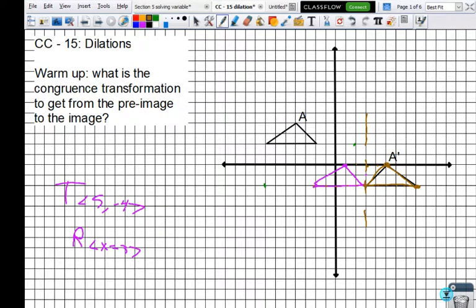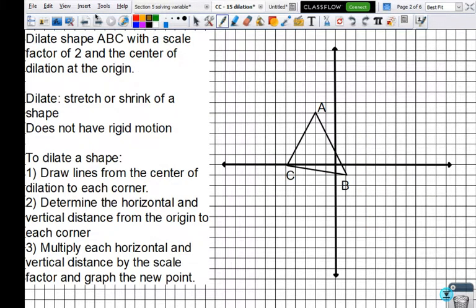Okay, so what we're going to be doing today are dilations. And just like normal, make sure you guys take notes for your notebook check. I think we have one more lesson after this, and then we're done with the chapter. I think. I gotta double check. So we're going to be doing dilations.